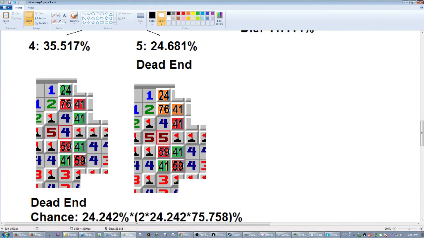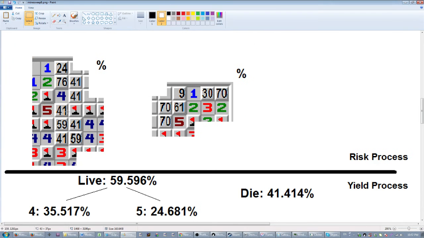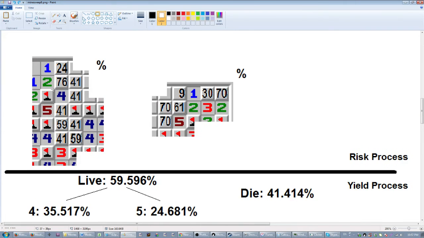So let's see here. We're looking at what would happen if we were to click this block. This block right here, and there are 2 numbers we can end up with. The simplicity of this is why I decided to use this box for the first example. So we can get a 4, or we can get a 5. That's because we know that there's 1 mine here, 1 mine here, 1 mine here, and we know there's 1 mine here.